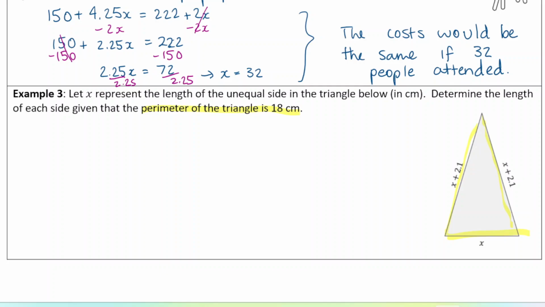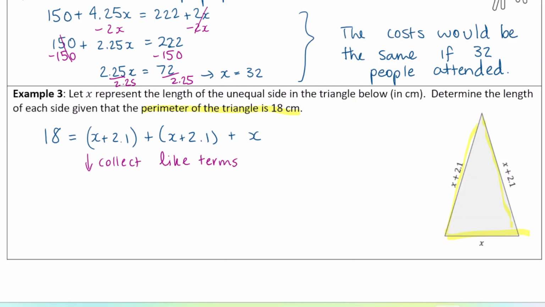So the perimeter would be equal to 18, and that's going to be equal to x plus 2.1, plus x plus 2.1. You don't have to put the brackets, but I'm putting them here, plus x. So that's all three sides added together, and we can simplify this by collecting like terms. I have some constant terms and some x terms that I can add together. So I have three x terms, so it'd be 3x, and 2.1 plus 2.1 is 4.2. So there's our equation, and we're going to solve it for x now by isolating using opposite operations.